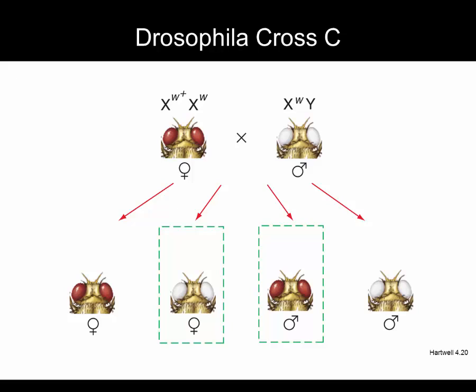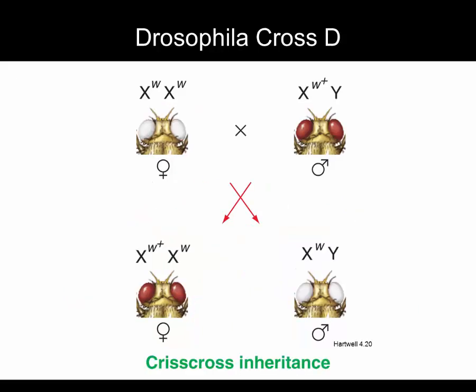See if you can tell what their genotypes are. Morgan also crossed white-eyed females with red-eyed males. This time he got only red females and white males. This is called crisscross inheritance. The daughters had the phenotype of the fathers, and the sons had the phenotype of the mothers. This is a hallmark of sex-linked inheritance.